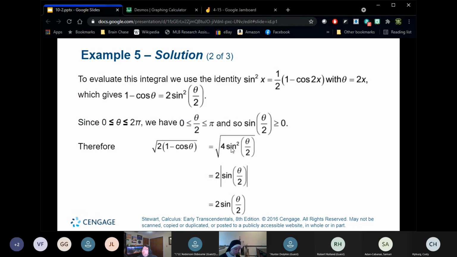So once I plug that into the function, I get 4 sine squared theta over 2, which I can now take the square root of. So I have 2 sine theta over 2. And since my values go from 0 to 2 pi, it's actually only going to be 0 to pi because I'm cutting it in half. Sine is always positive between 0 and pi, so I don't need to worry about my absolute value. Questions on that?